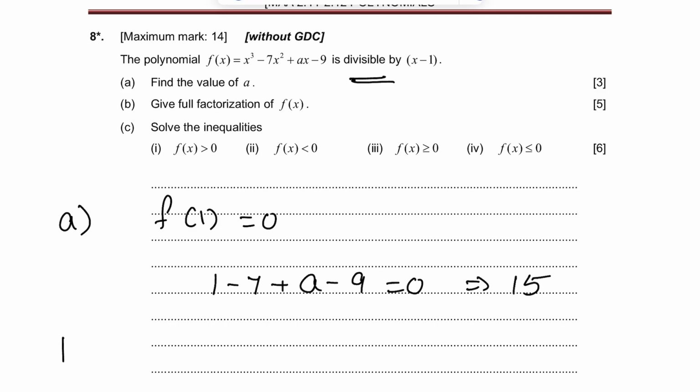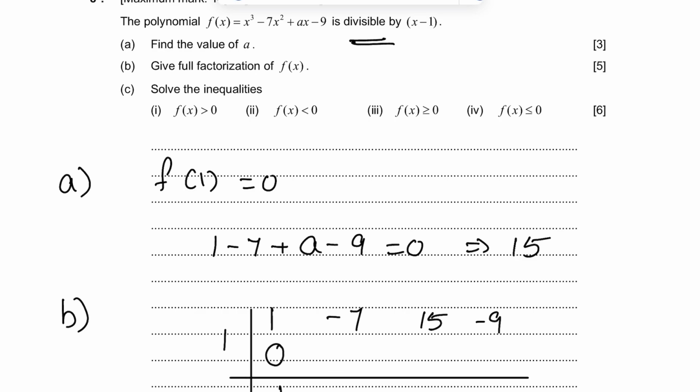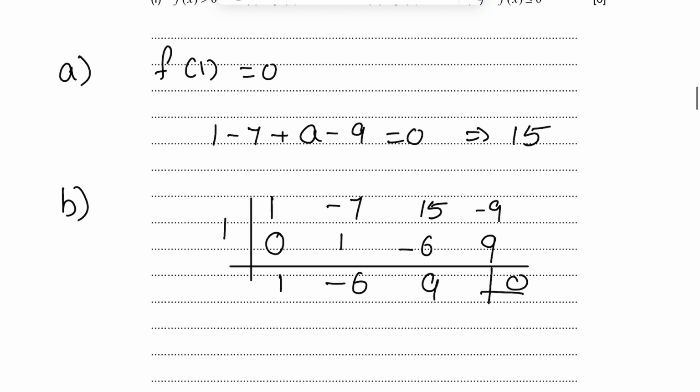Then part B, give full factorization of f of x. So what am I going to do? I'm doing the synthetic division. 1, negative 7, a is 15 and negative 9. I'm trying to divide with 1. 1, 0, 1, 1, negative 6, negative 6, 9, 9. So what does that become?